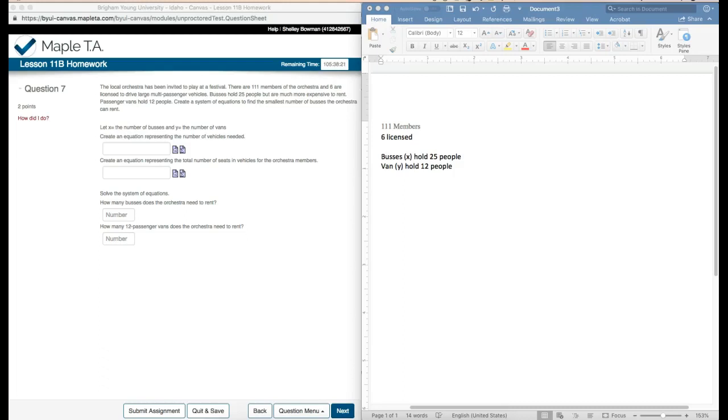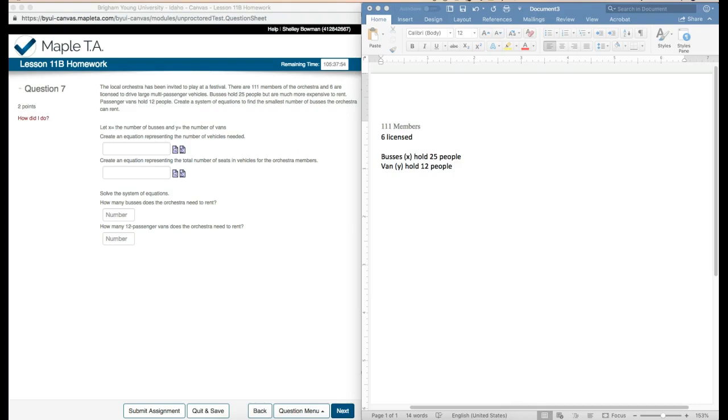Maple TA Lesson 11B, homework question number 7. The local orchestra has been invited to play at a festival. There are 111 members of the orchestra, and 6 are licensed to drive large multi-passenger vehicles. Buses hold 25 people, but are much more expensive to rent. Passenger vans hold 12 people. Create a system of equations to find the smallest number of buses the orchestra can rent.